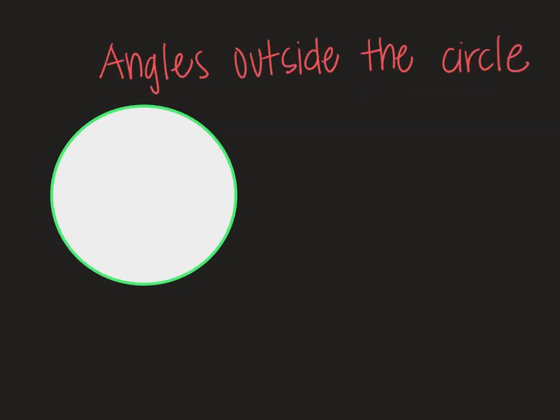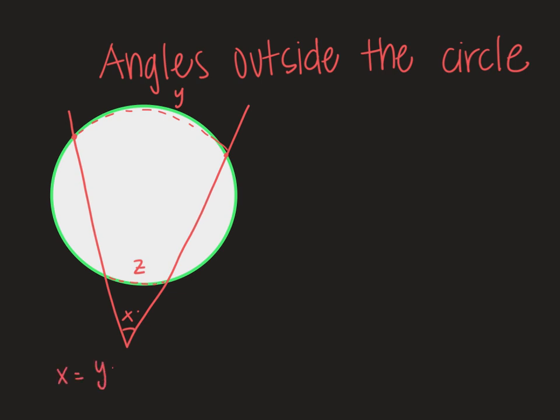And our last formula is for angles outside the circle. So if I have two secant lines that form outside the circle, like this, then I'll have arcs. Right here, I have one arc, it's going to be arc Y. And then I have this other arc, which is arc Z. And then I have my angle X. So X equals Y minus Z, divided by 2.